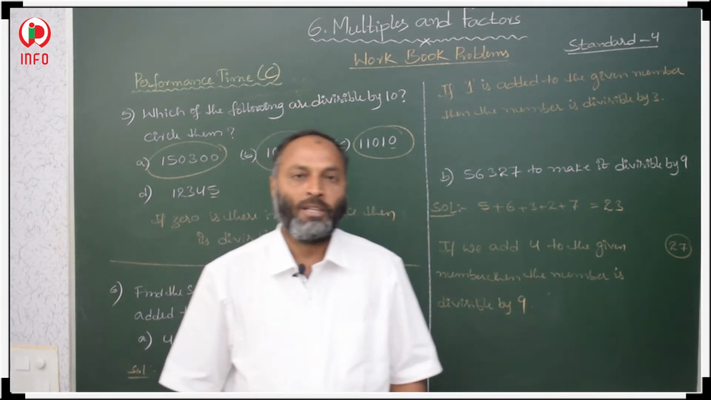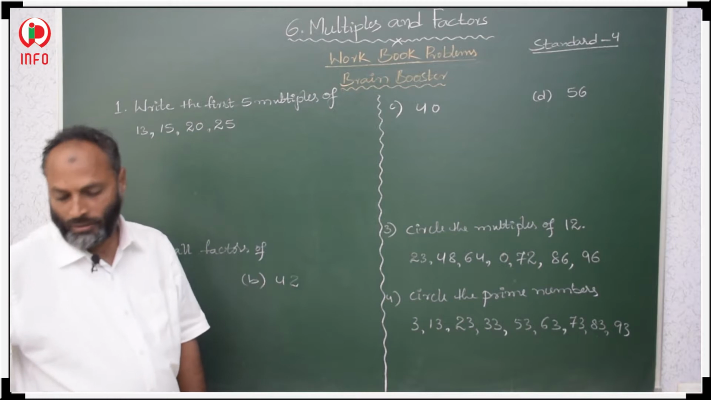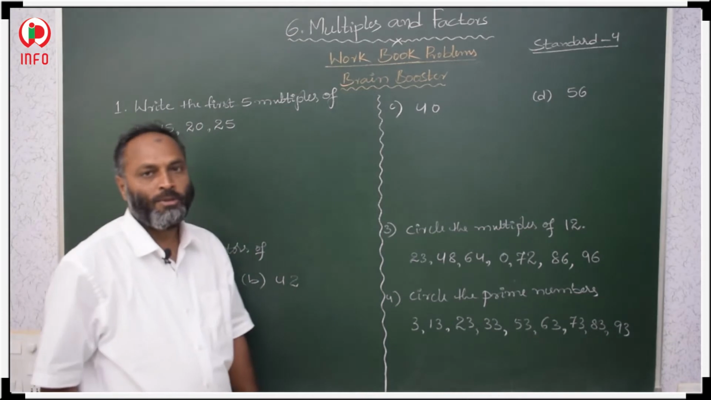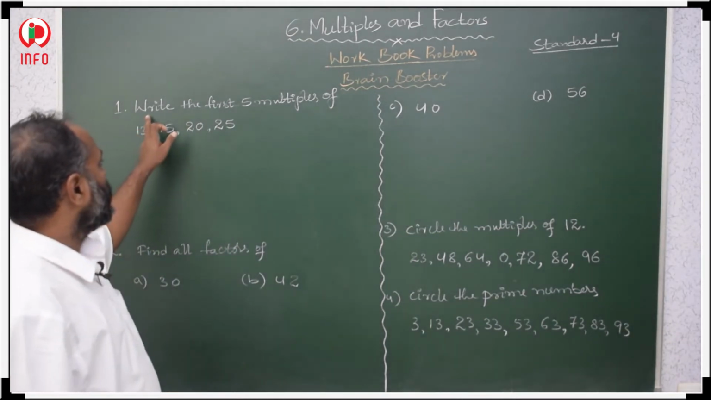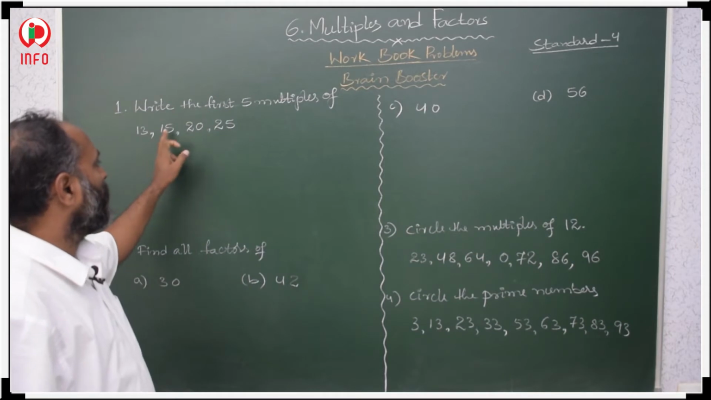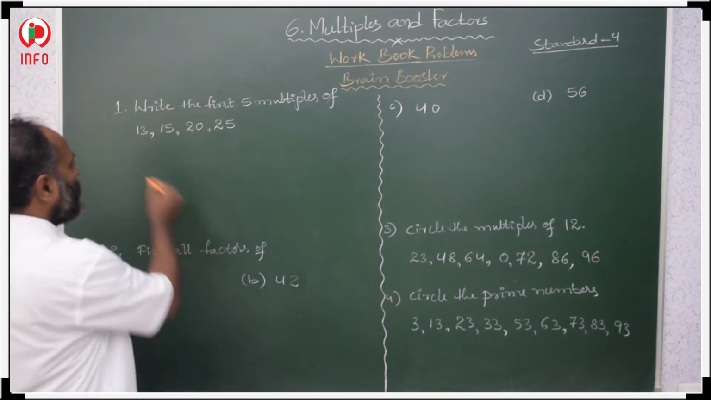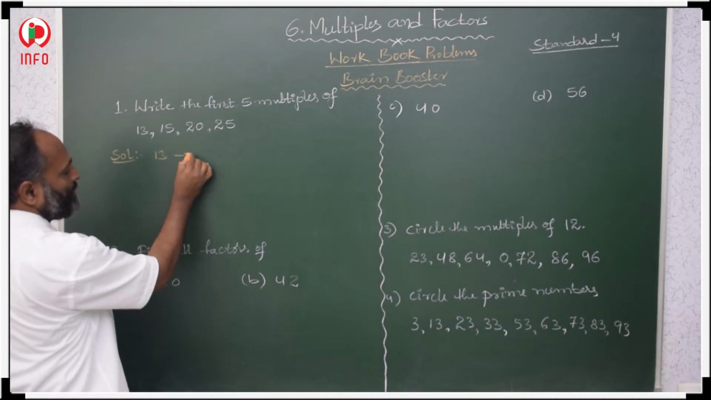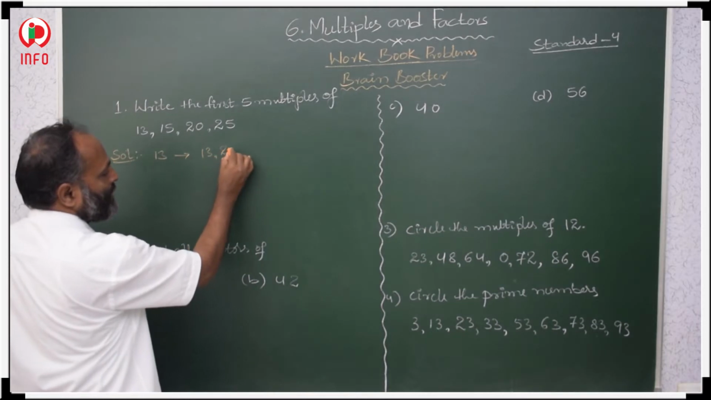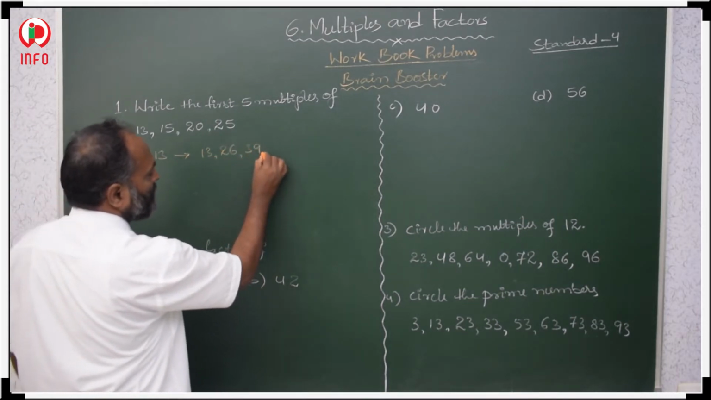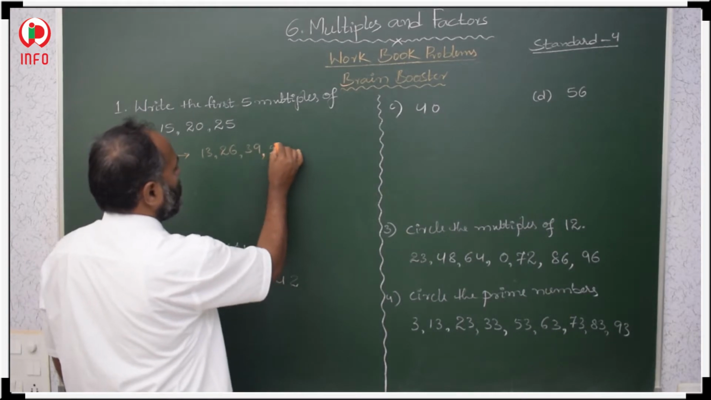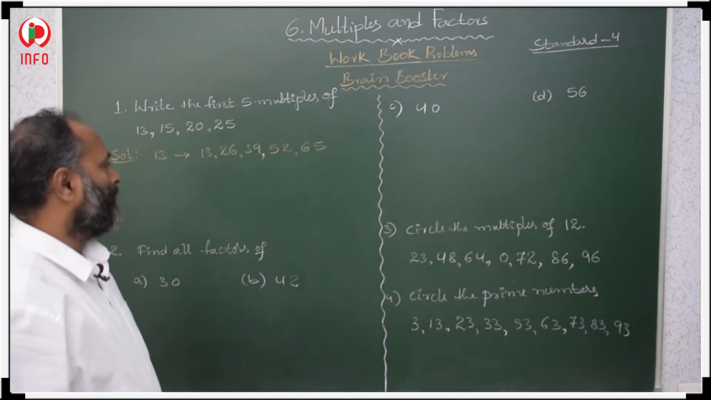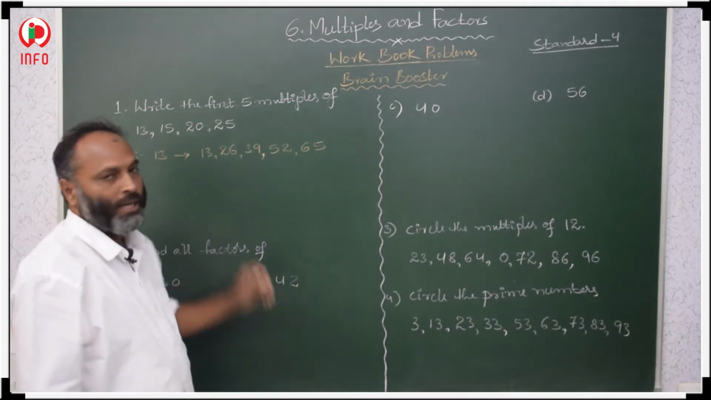Okay students, now in the workbook, brain booster, we have to do the brain booster. So recapitulate our workbook sums as well as our textbook sums. See here: write the first 5 multiples of 13, 15, 20 and 25. For 13, the first 5 multiples are 13, 26, 39, 52, then 65. These are the first 5 multiples of 13.